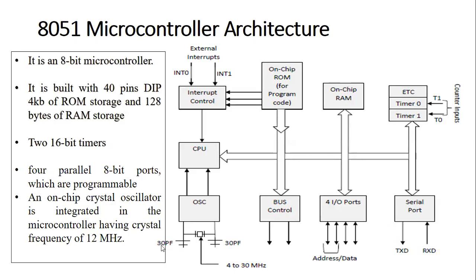And here you can see the block diagram of 8051 microcontroller. You can see the basic building blocks of 8051 microcontroller, such as interrupt controller, on-chip RAM, ROM, timer, CPU, oscillator, bus control, 4 IO ports, serial port, and different signals which we have already discussed.